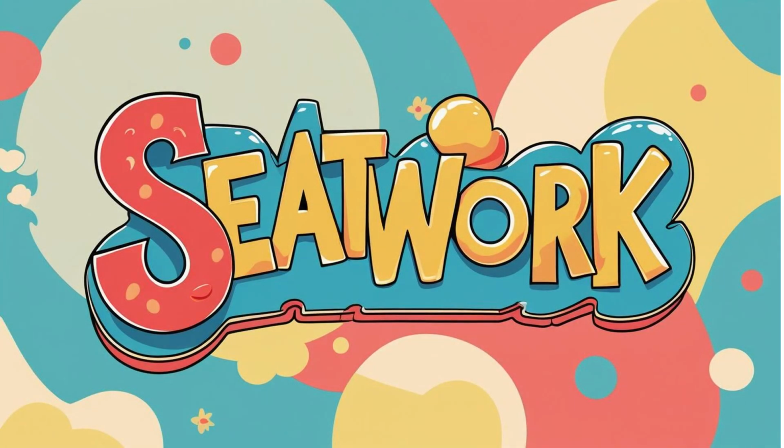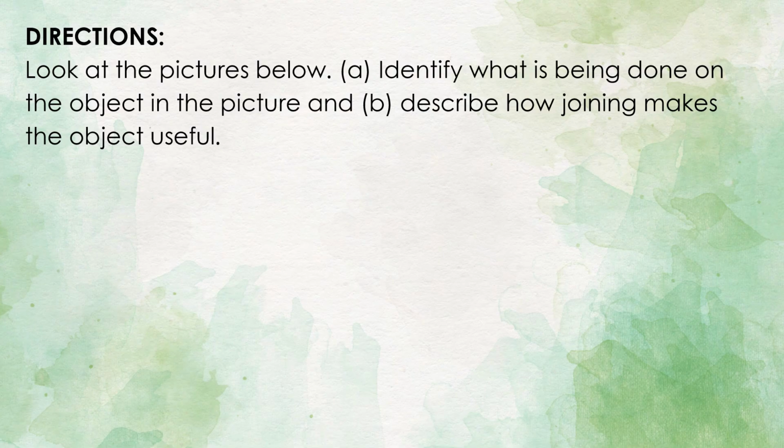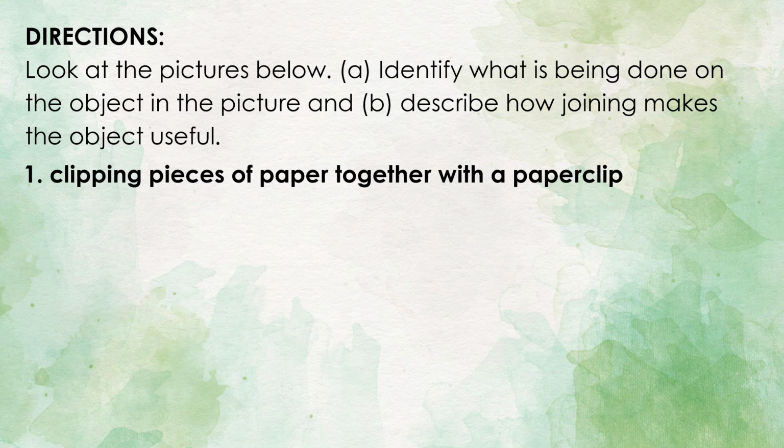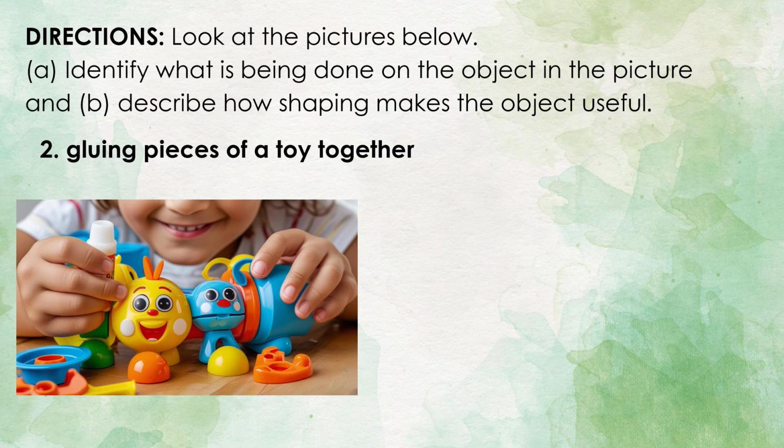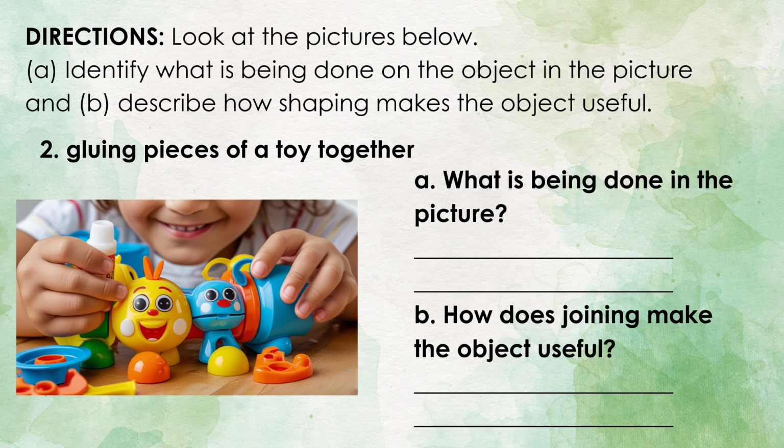For seat work, we have here the directions. Look at the picture. A. Identify what is being done on the object in the picture and describe how joining makes the object useful. Clipping pieces of paper together with a paper clip, like this one. What is being done in the picture? How does joining make the object useful? We have here gluing pieces of a toy together.